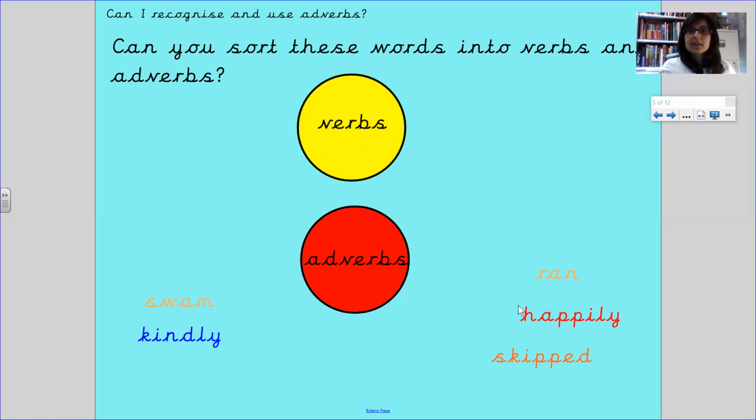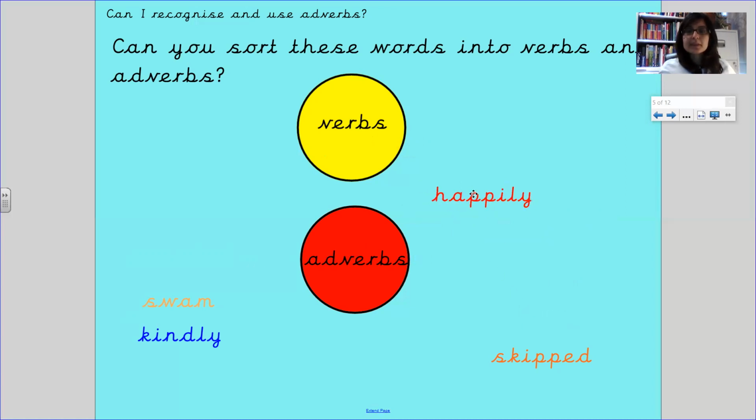Standing up. Oh, nearly missed that one. Ran, the word is ran. Is this a verb or is it an adverb? We should be sitting down on an adverb. No, ran is a verb and you should be standing up.